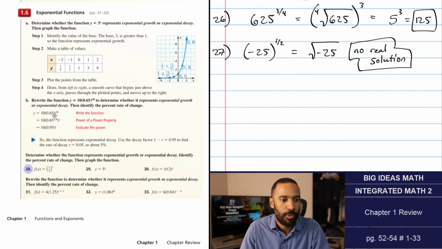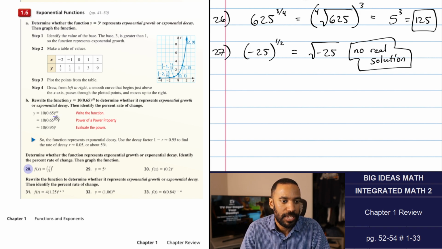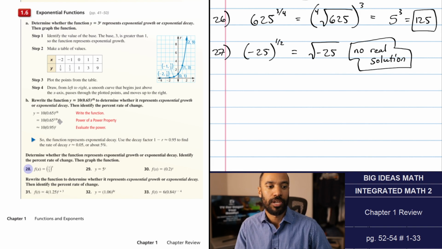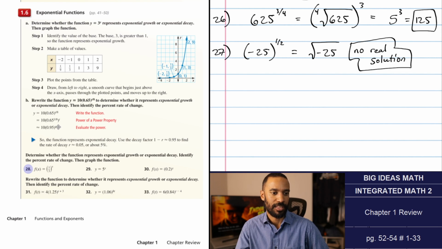10 times 0.65 to the t over 8 power. t over 8 is t over 8, or 1/8 times t. 1/8 times t can be split up into the power of a power, like this. It goes kind of reverse what we had. So therefore, we can do 0.65 to the 1/8 power, which is also the 8th root of 0.65, which rounds, you can see the approximation, it rounds to 0.95. That 10 stays on the outside and doesn't affect it, and there's a t there.